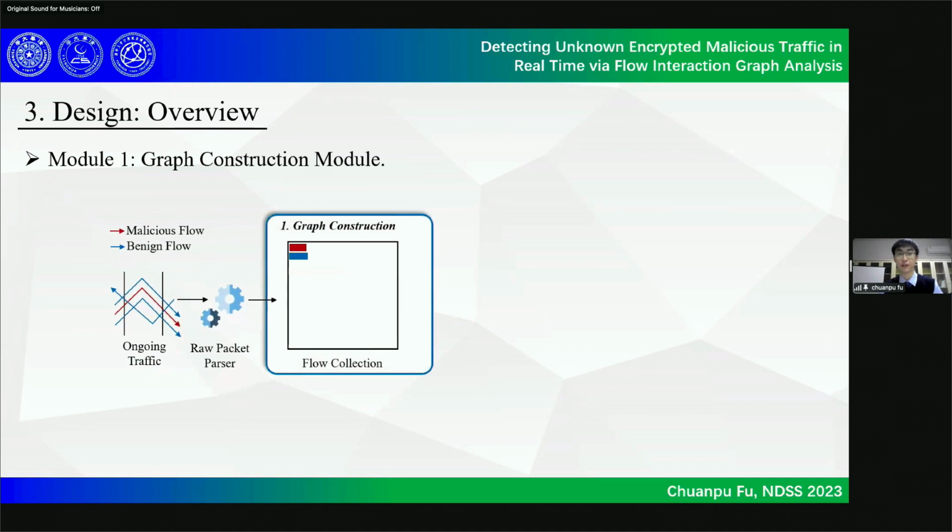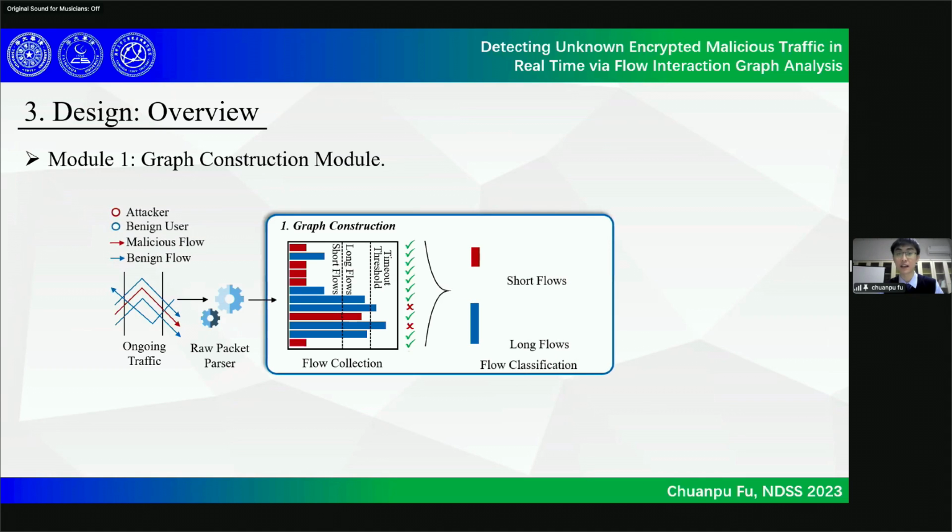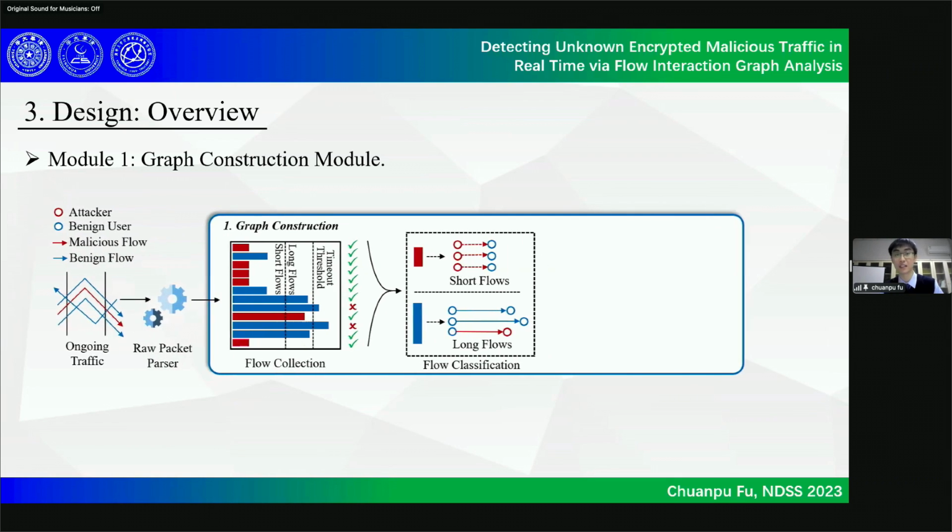Next, the module constructs flows by grouping the packets with the same tuples of protocol, source and destination addresses, and ports. At the same time, we classify the constructed flows into long flows and short flows according to a predefined threshold. Next, we construct edges denoting short and long flows separately.